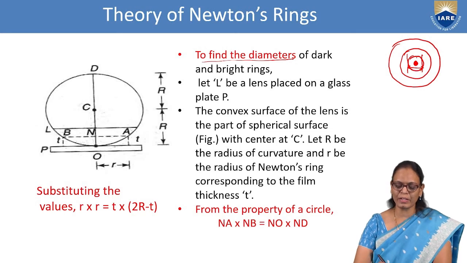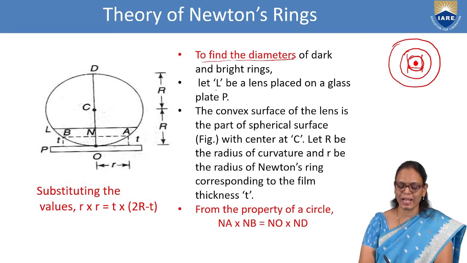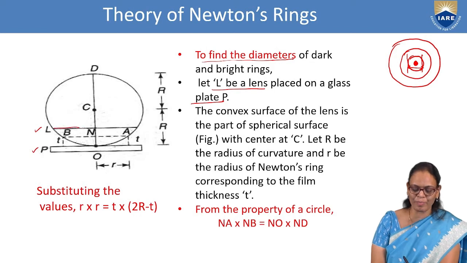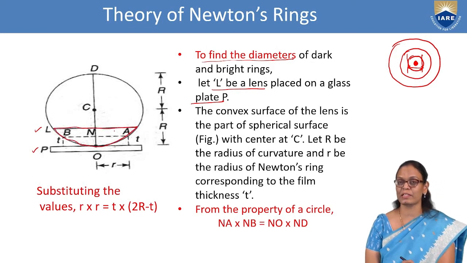So what is it we are going to understand? We have seen that L is the lens that is placed on the glass plate P. So P is the glass plate on which we are placing the lens. Actually, till now we have been talking only about a plano-convex lens. This is the plano-convex lens.